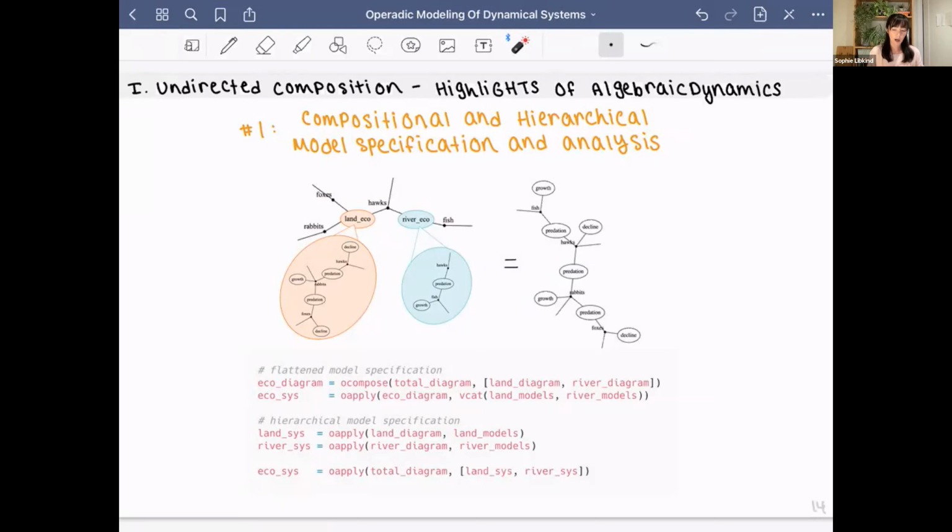And we can also do compositional and hierarchical model analysis. If we want to do some analysis such as Euler's method or fixed point analysis, we can do that analysis on subsystems, either in the individual boxes or perhaps on the land system or on the river system, and glue those analyses together into an analysis of the total system.